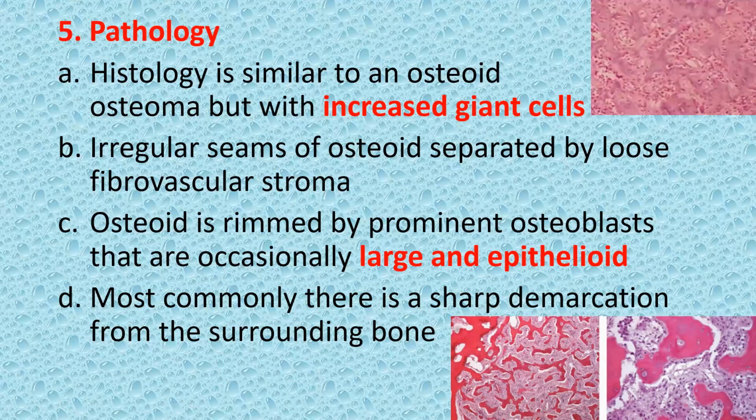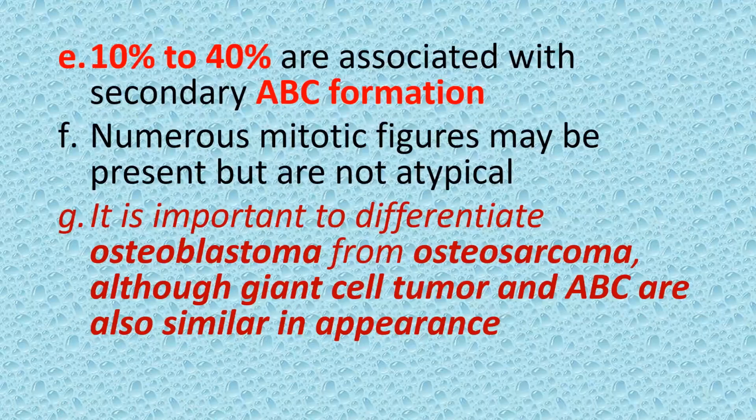I repeatedly tell you that 10 to 40% are associated with secondary aneurysmal bone cyst formation. You have to keep this in mind because there are other lesions which are associated with ABC formation, like giant cell tumors, like fibrosarcomas, like osteoblastomas, chondroblastomas. All these could be associated with an aneurysmal bone cyst.